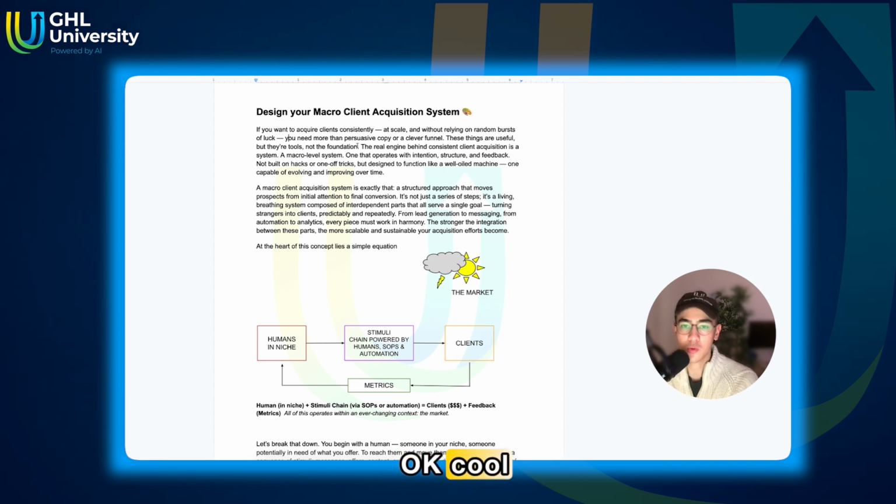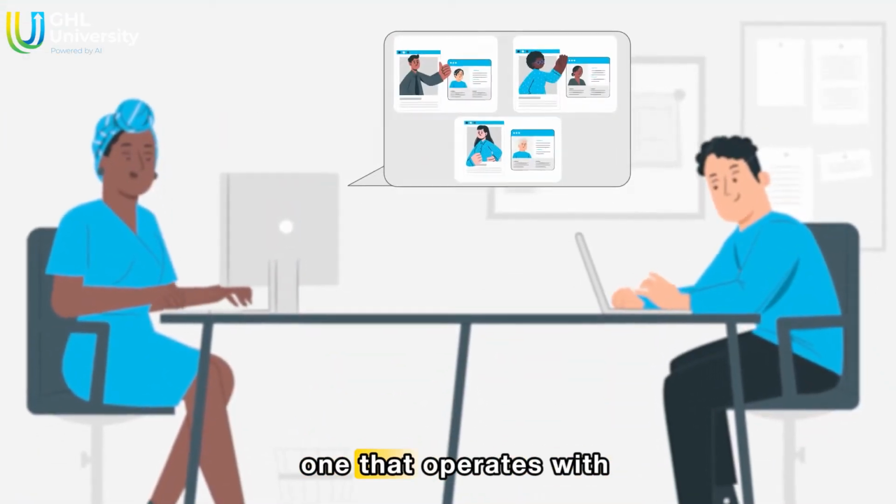No, you want to be like, okay, cool. I've only gotten this number of clients. What can I do to improve it? How can I build my macro system out? The real engine behind consistent client acquisition is a system, a macro level system, one that operates with intention, structure, and feedback.